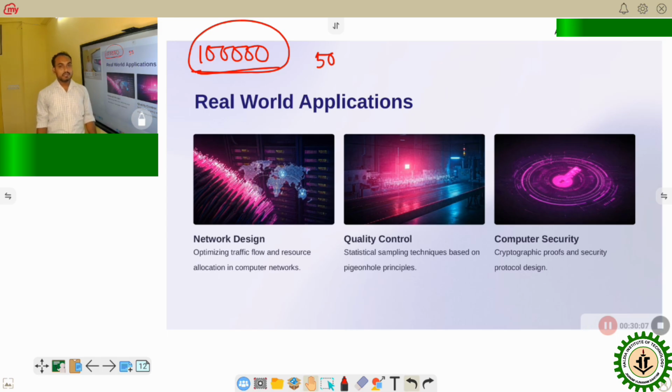Similarly, computer security is like optimizing the networking. The same case applies in cryptographic proofs or security protocols, where you can utilize the pigeonhole principle to conclude that at least this path or this algorithm will help to detect the quality control of this system.